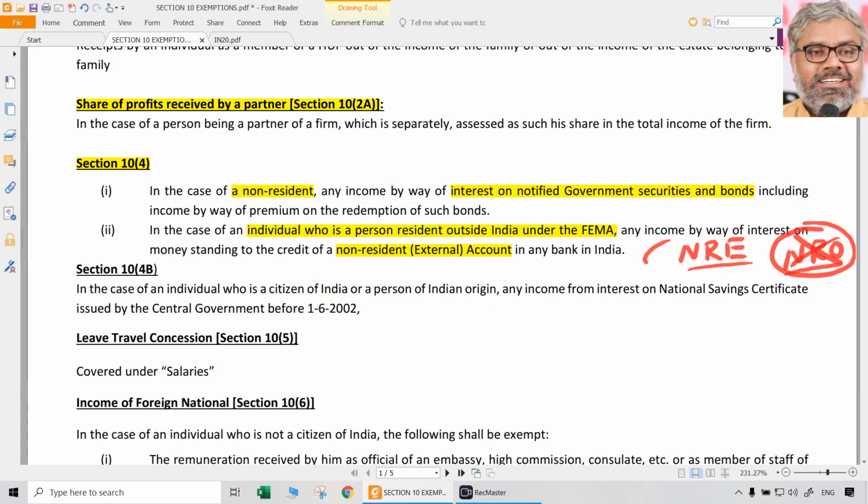That is the NRO account. NRO account has a lot of restrictions also. NRE account has restrictions majorly about deposits. So if the question says non-resident ordinary account, I only remember non-resident, I don't remember external, you cannot say that. NRO account is different, NRE account is different. We are talking about the non-resident external account, that is called the NRE account. Interest on that is exempt from tax according to section 10(4). That is 10(4).